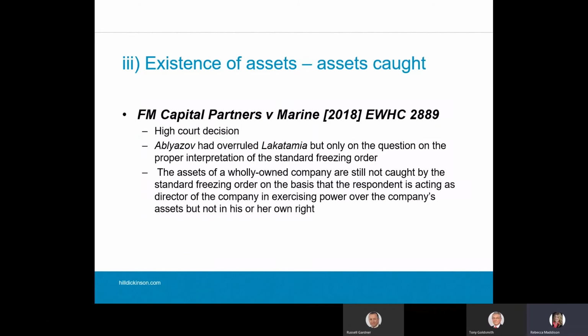The position was somewhat clarified in the subsequent decision of the High Court in FM Capital Partners v Marino, where it was held that Abela v Baadarani had overruled Lakatamia, but only on the question of the proper interpretation of the standard freezing order wording. The assets of a wholly owned company are still not caught by the standard freezing order on the basis that the respondent is acting as director of the company in exercising power over the company's assets, but not in his or her own right.